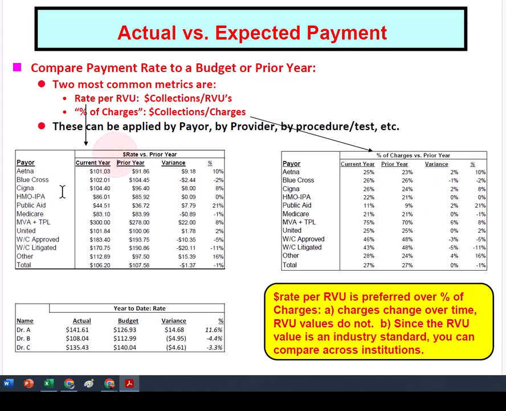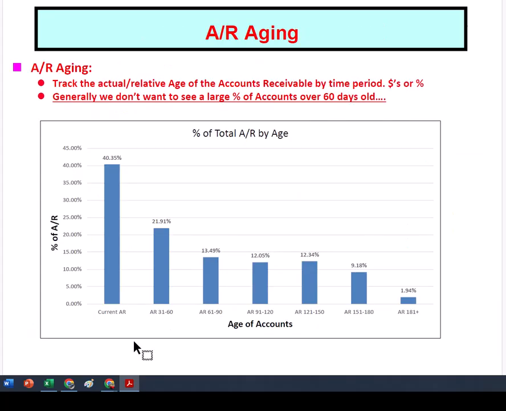Mostly I do rate per RVU. So in this example, I've done it by payer. This is an actual report. I'm looking at the average amount paid per RVU against prior year. I also do it against budget. I look at it by physician, the actual amount paid per RVU against budget. I also do prior year for physician. Just giving you some examples.